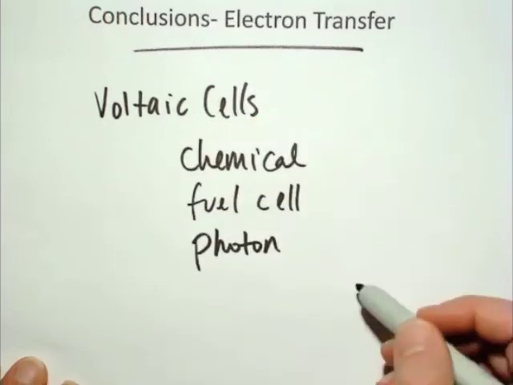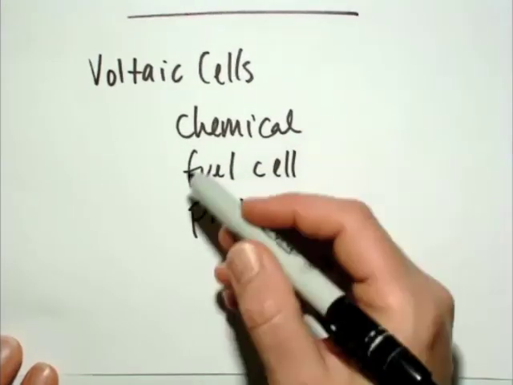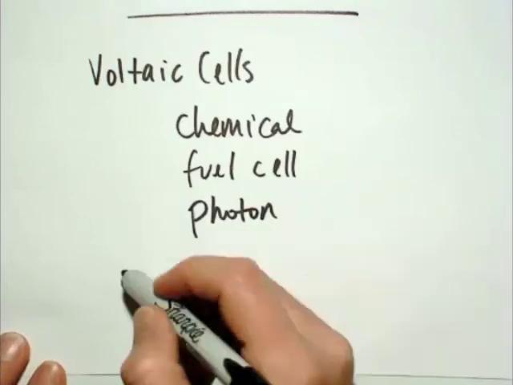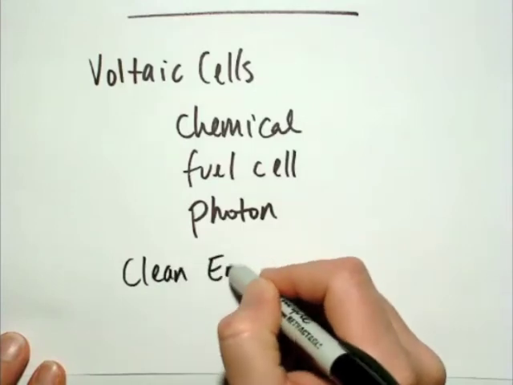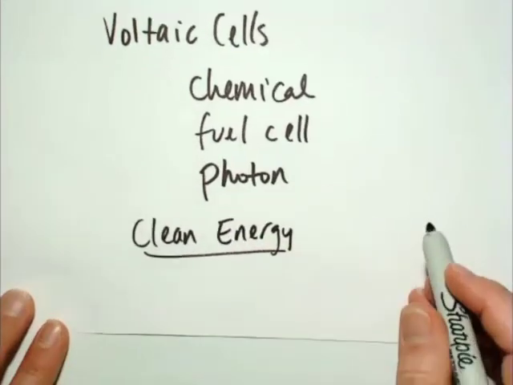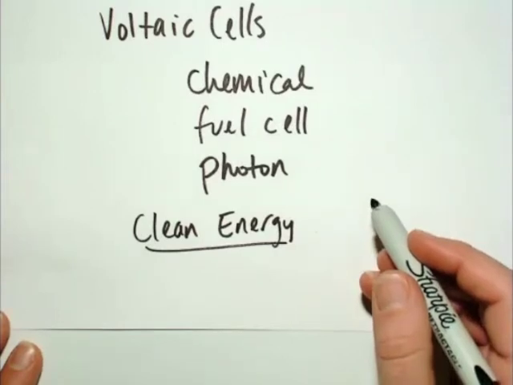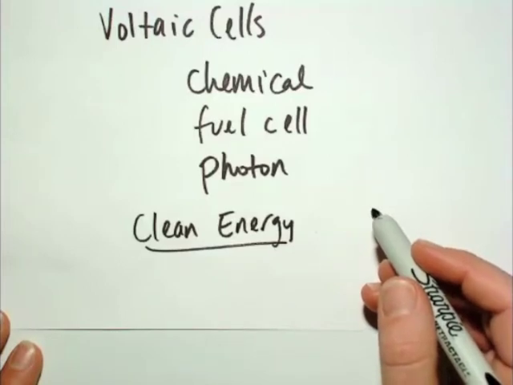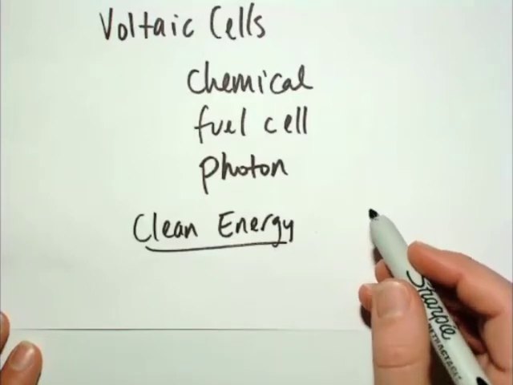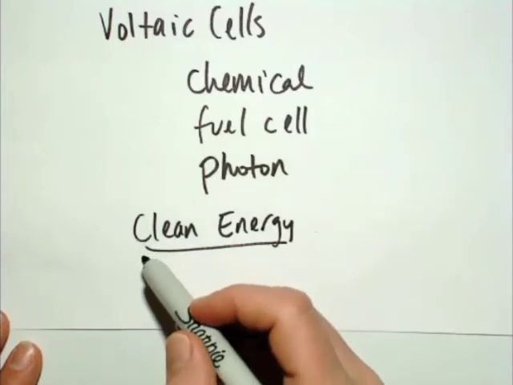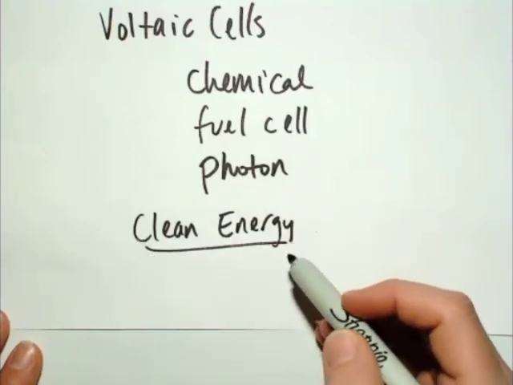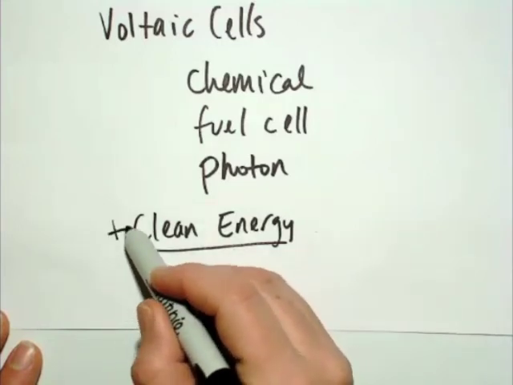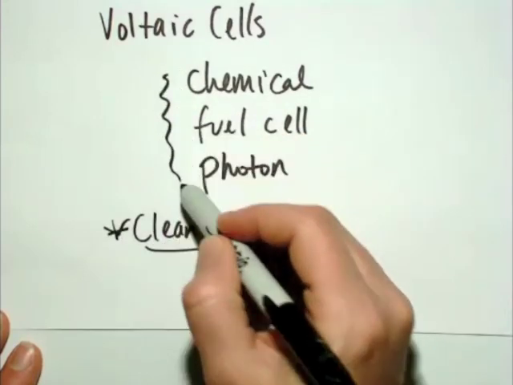So all of these types of cells, all these ways of engineering around electron transfer to get power, would be considered clean energy. Recently President Obama gave his State of the Union address, and one of the things he wants is to win the clean energy race. His idea for his administration for the next couple of years is to pump a lot of money into research and development around clean energy, which would include all of these sources of energy.